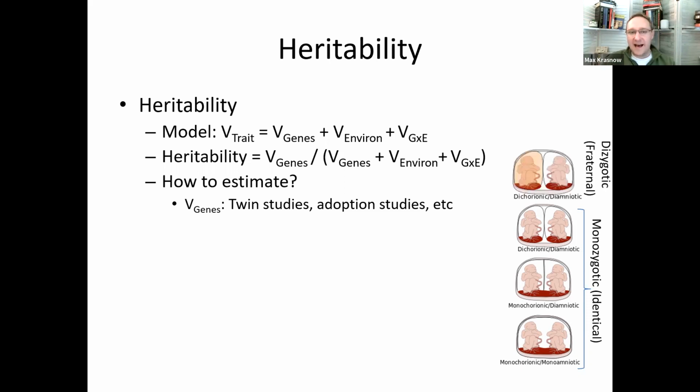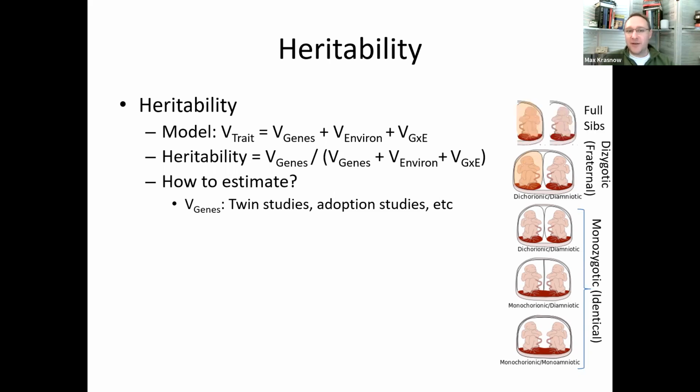Next, we have dizygotic or fraternal, di meaning 2. They came from 2 zygotes. So this is 2 sperm, 2 eggs that fused at the same time. The pregnancies happened at the same time, but they're basically just like full siblings. They're full siblings that happened to share the same uterus at the same time.